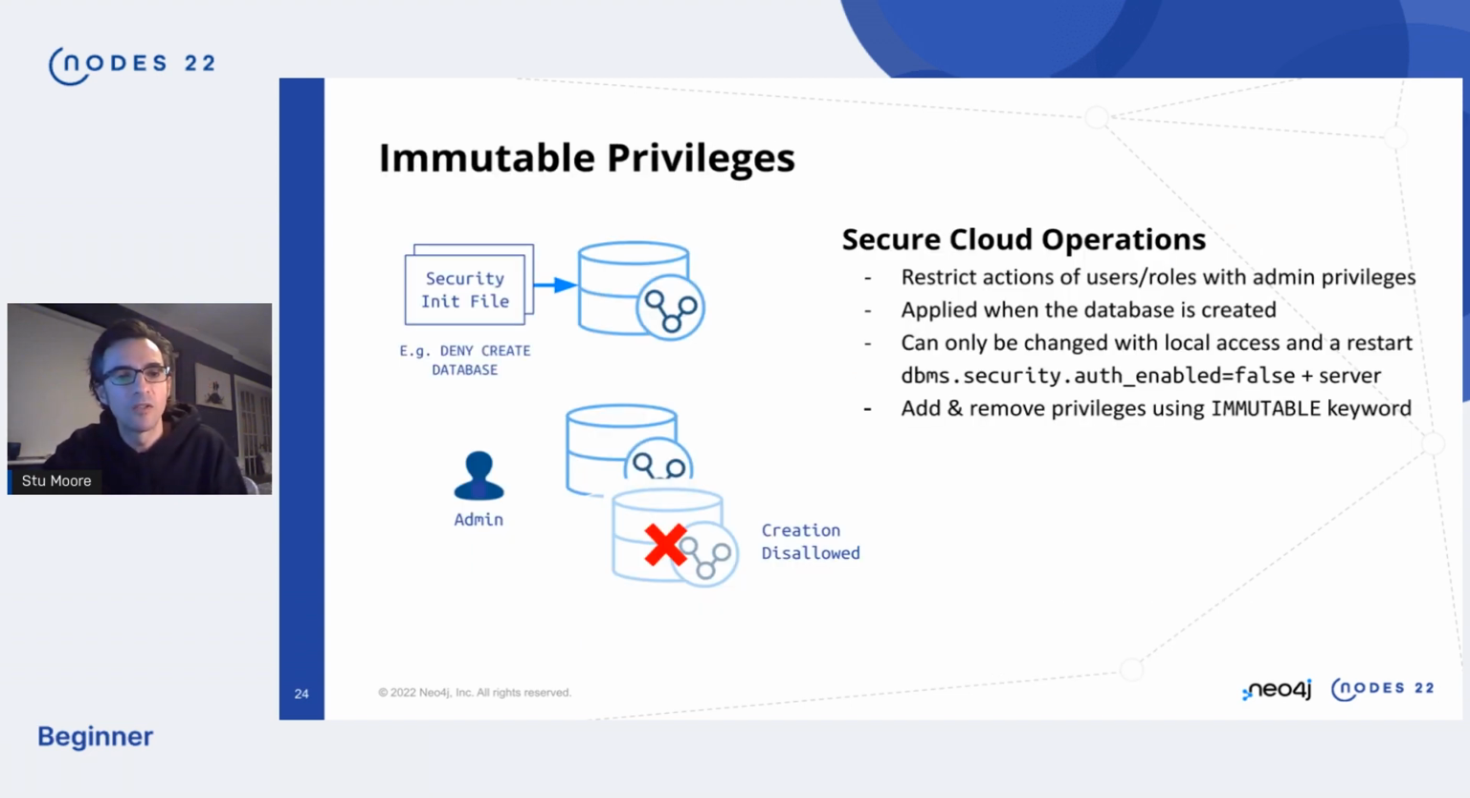For those of you who need to lock down Neo4j 5, the admin role in particular, you want to give the admin role to some individuals. You don't necessarily want them to be able to go off and create databases. You can configure this in a security init file and restrict their actions. So you can deny them the ability to create a database using the immutable keyword. And the only way this can be overridden is if someone has access to the physical file system where Neo4j is running, and obviously network and other security permissions can be used within your organization to lock that down.